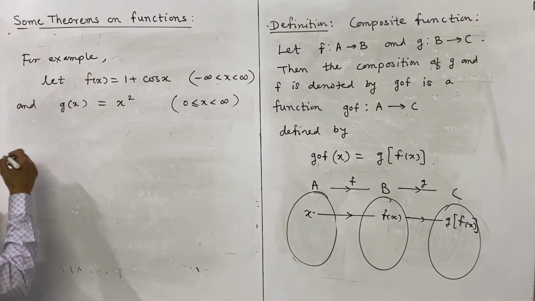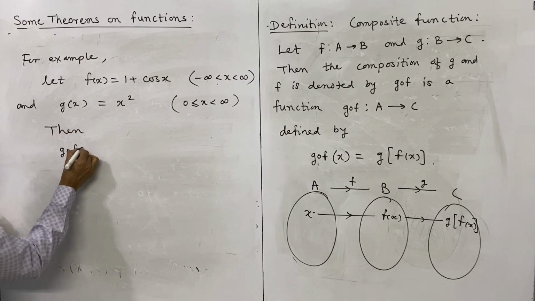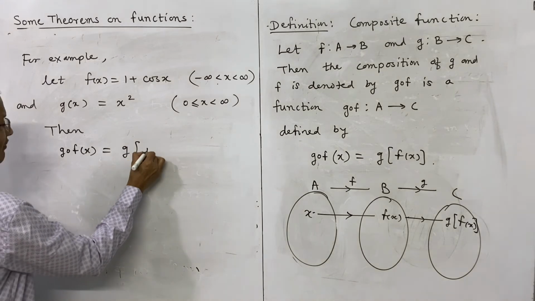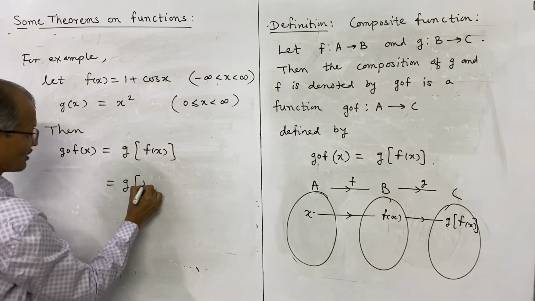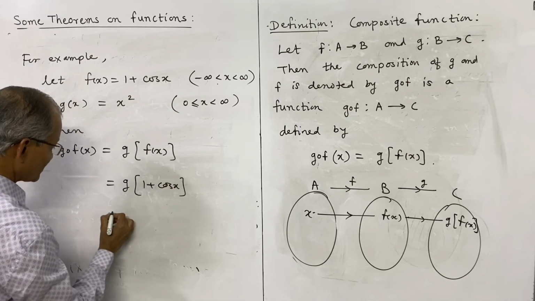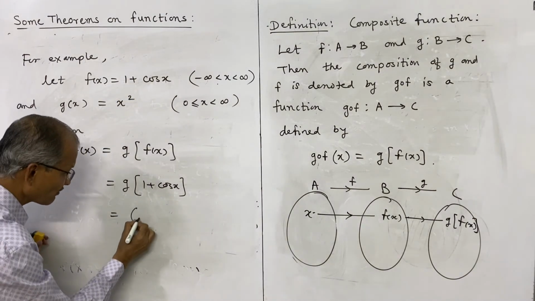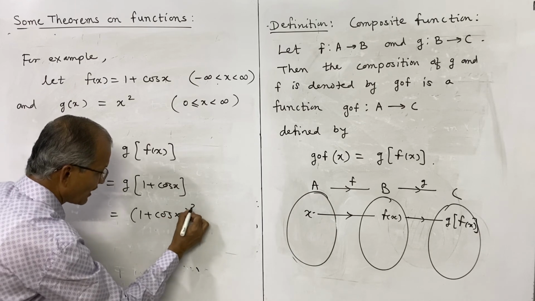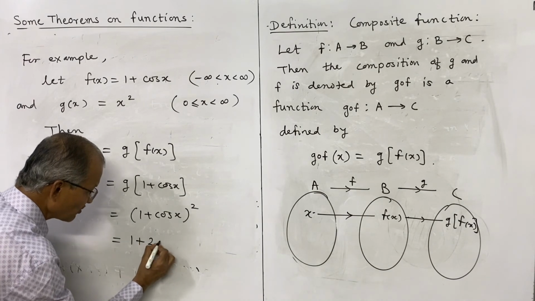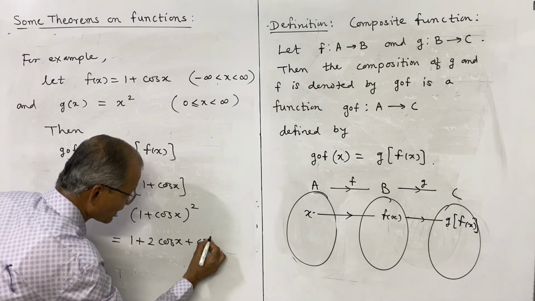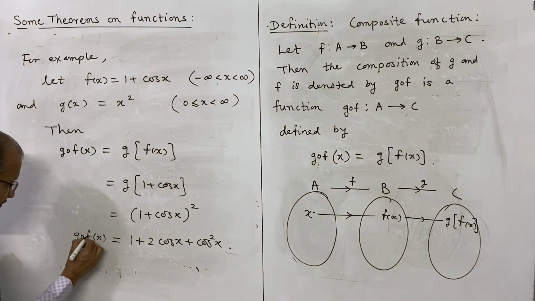And now what will be g naught f? Then g naught f of x is equal to g of f of x. And see what is f of x? F of x is 1 plus cos x. But what is g of x? G of x is x square, and g of 1 plus cos x will be the square of 1 plus cos x, and that will be the square of this, 1 plus 2 cos x plus cos square x. And thus in this way we can form the composition of two functions.